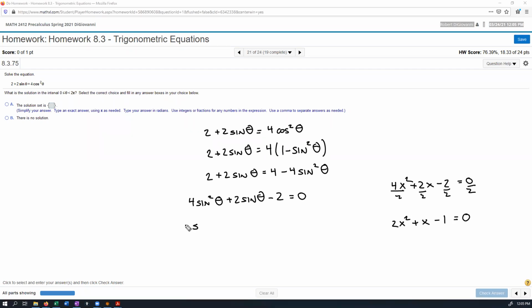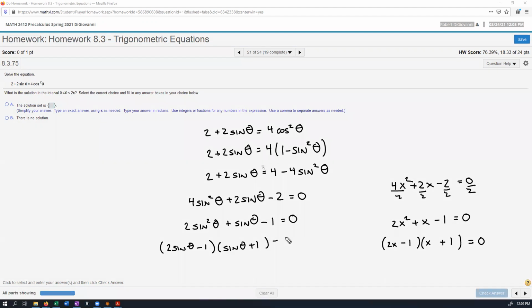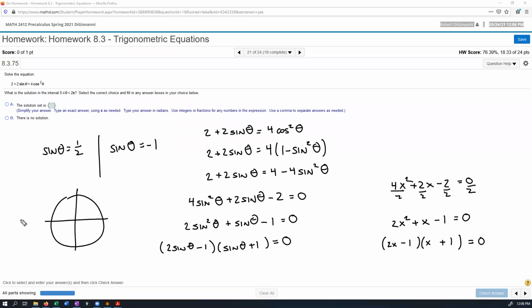I can do the same thing over here. So 2 sine squared theta plus sine theta minus 1 equals 0. All right, now this should factor, hopefully. This should be 2x, x plus 1, minus 1 here. Yep, that works. And so this becomes 2 sine theta minus 1, and then sine theta plus 1 equals 0. Set each of those equal to 0. I'm just going to save us some time. Sine theta is 1/2, and the other one is sine theta is -1.